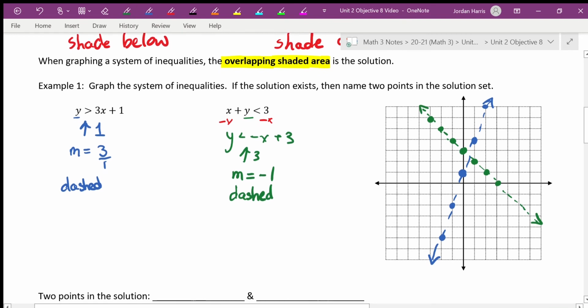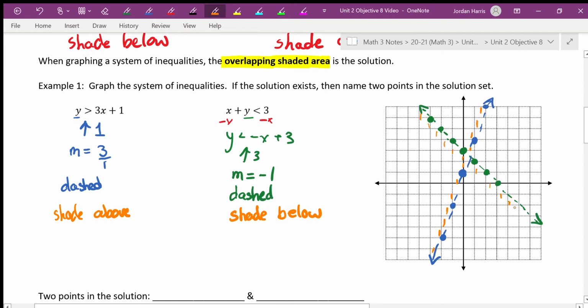Now we're going to deal with the shading. Okay, so this one is greater than, so shade above. This one is less than, so shade below. So I need to shade above the blue and shade below the green. So shading above the blue means I'm shading the side that is, if I went on my line and I went up, that's where I'm shading. So notice that's this side of my line. I'm not shading it completely because we're only going to shade the overlap. So that side is where I would shade for the blue. My green, I'm shading below. So if I took a point and I went down, that's the direction I'm shading for my green line.